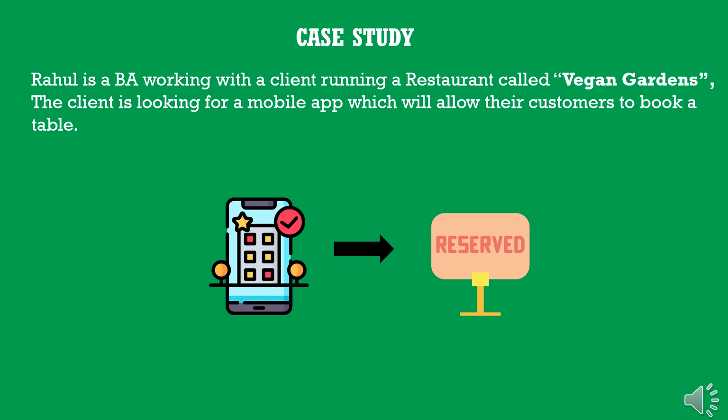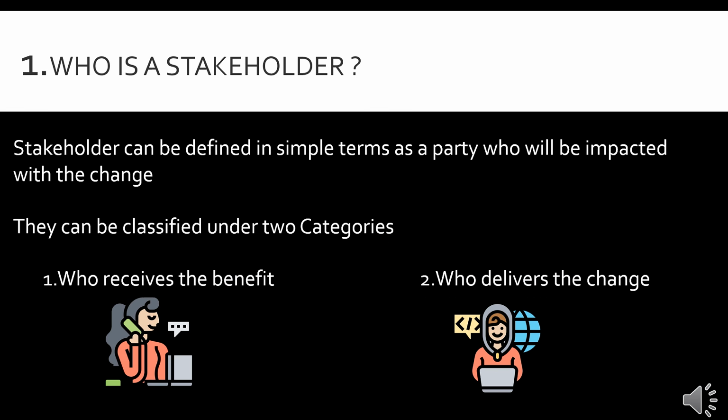As always, we will use a simple case study which will make the concepts easy to grasp. Rahul is a BA working with a client running a restaurant called Vegan Gardens. The client is looking for a mobile app which will allow their customers to book a table. Let us use this simple case study and see who the stakeholders for this project are, how to identify them, and the challenges faced while interacting with them.